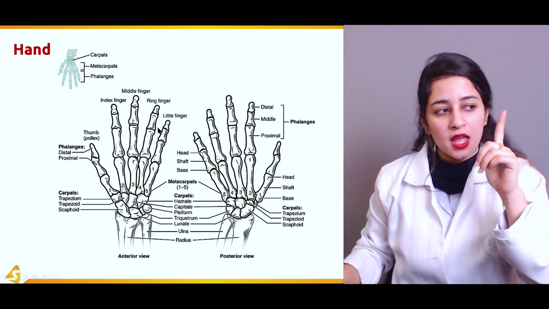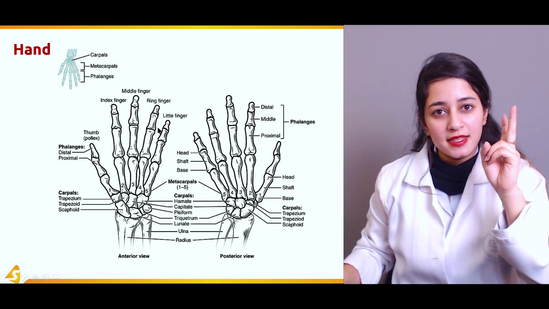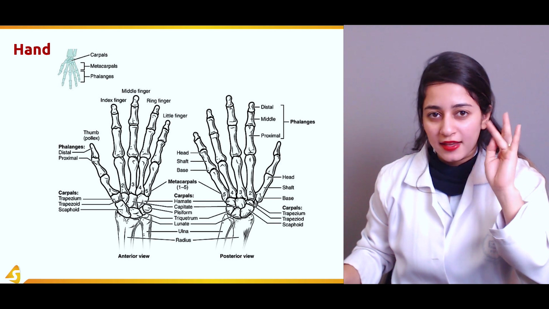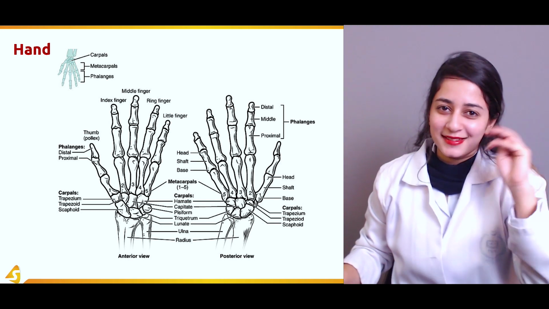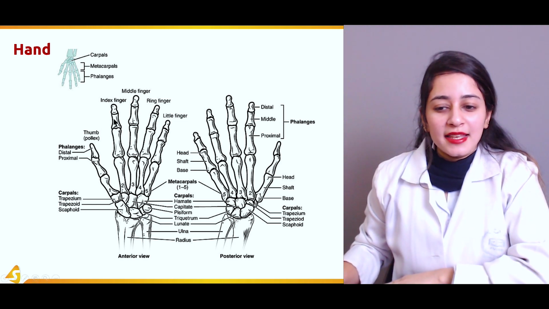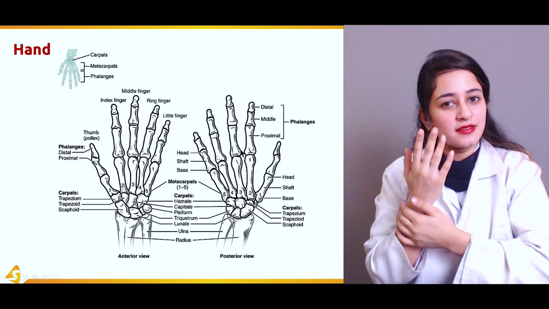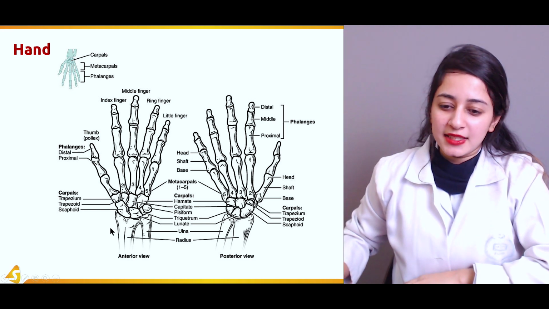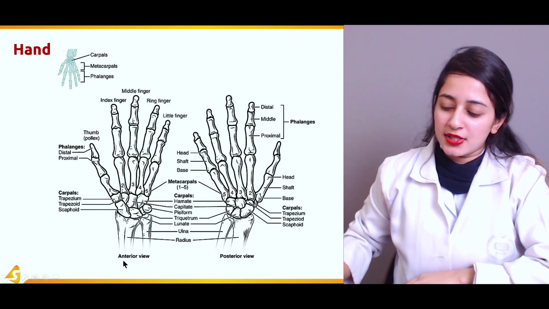By the way, our fingers also have names. This is thumb, this is index finger, this is middle finger, this is ring finger. You must have known it. Ring finger, and then we have little finger. Same is the case on the back side of the hand. Okay, this is the anterior view and this is the posterior view.